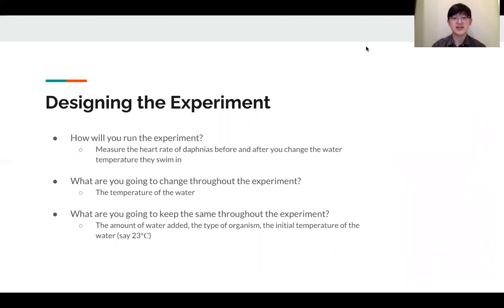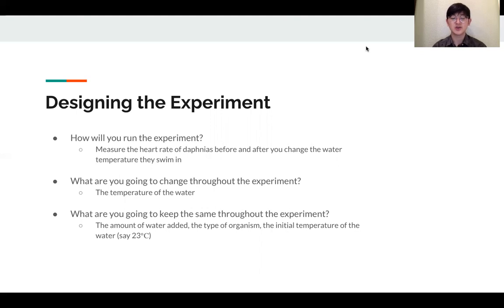Now, we're going to actually design the experiment that we're going to run. So the very first question you have to ask is, how will you run the experiment? For the purposes of today, let's say that we're going to measure the heart rate of daphnias before and after you change the water temperature they swim in. For instance, let's say our initial temperature is 23 degrees Celsius. That's going to be our base rate or our baseline. Next, we're going to measure the heart rate of daphnias after we switch them into a different water environment, let's say 4 degrees Celsius. We're then going to determine the change in the heart rate to determine how the change in temperature has changed the heart rate of the daphnias.